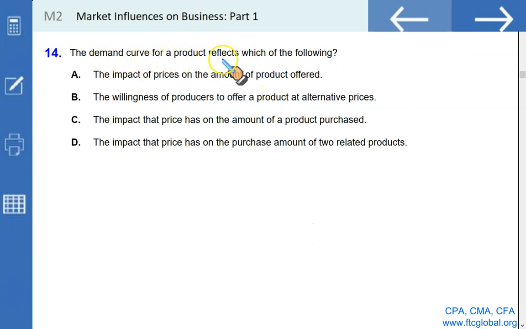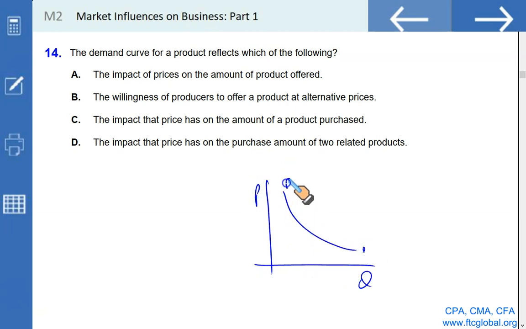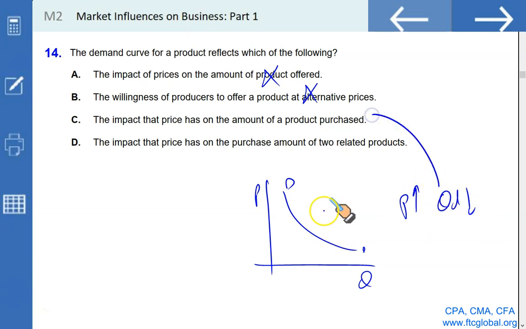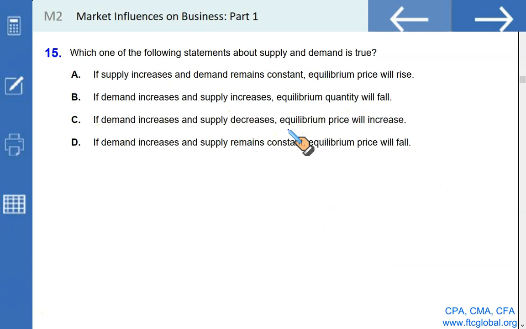The demand curve for a product reflects which of the following? This is the demand curve. What does it reflect? The impact of prices on the amount of product offered. Wrong. That would be the supply curve. The willingness of producers to offer a product at alternative prices. Again, it's supply. The impact that the price has on the amount of the product purchased. Absolutely right. When the price goes up, the quantity demanded falls, and this is exactly what this curve shows, and this is exactly what this option tells you. The impact that price has on the amount of a product purchased. This is a good one.